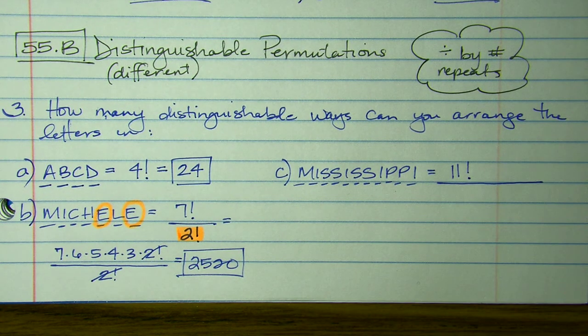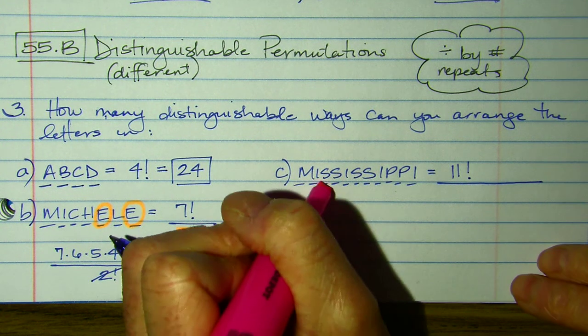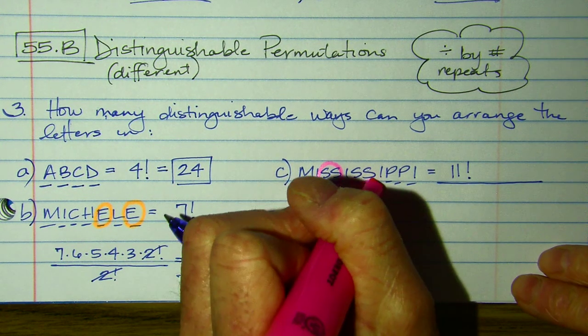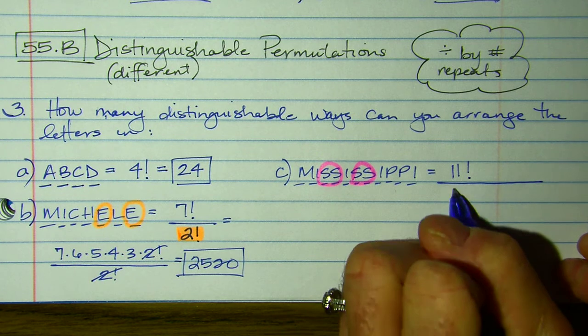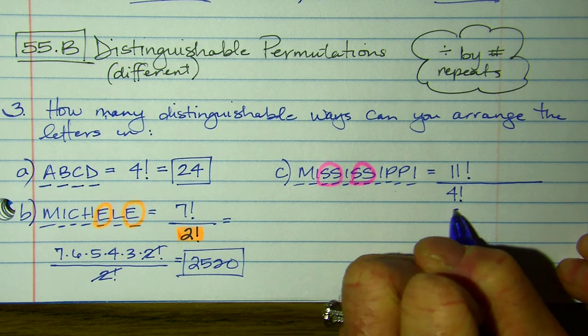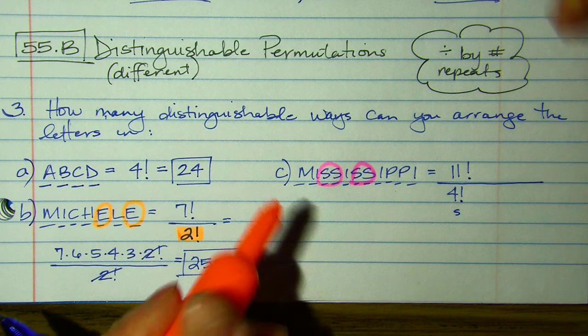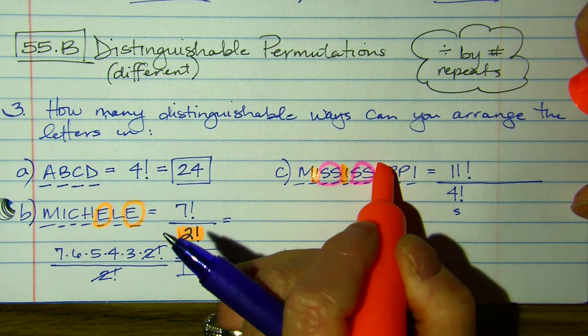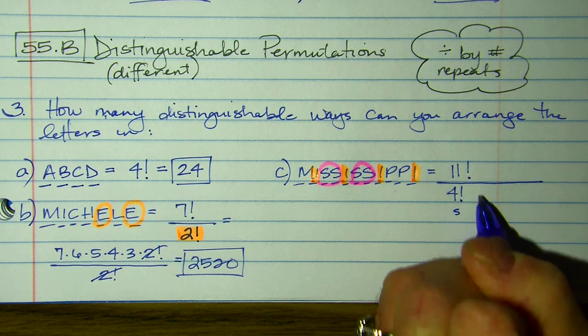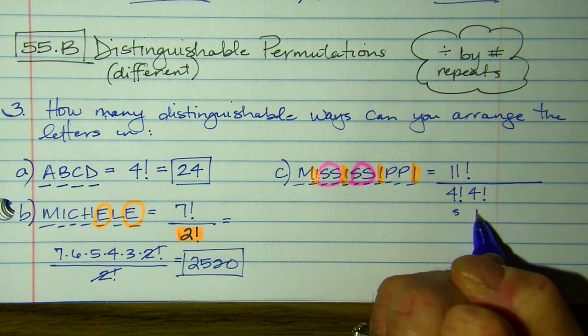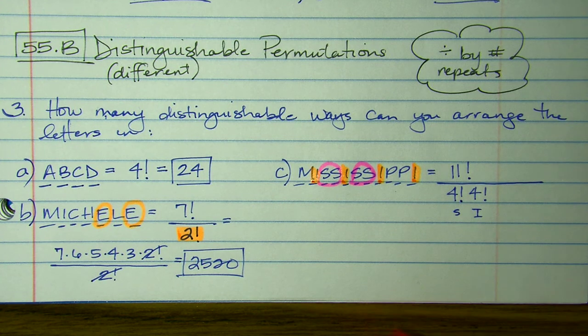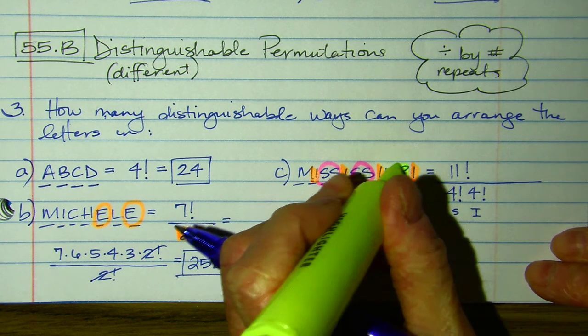However, I have quite a few letters that repeat themselves, correct? So the first thing I notice, I have 4 S's. So these are the S's. I also notice I have 1, 2, 3, I have 4 I's. And I've also got 2 P's.